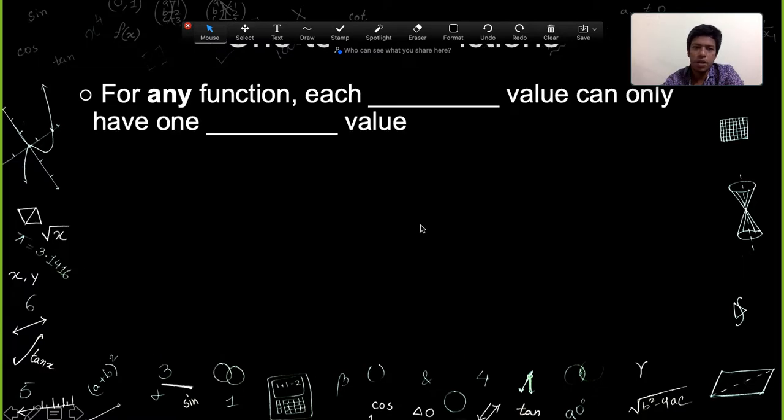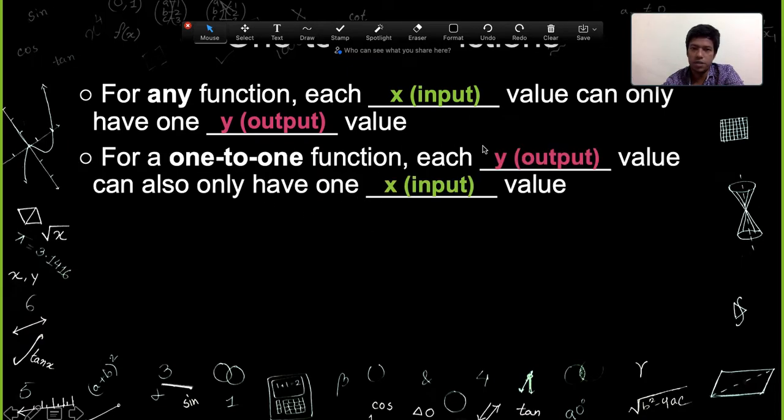Okay. So here is the definition. For any function, each x input value can have only one y value. And for a one-to-one function, each y value, the output value, can have only one x value. For any function, each x value can have one y output, but they can have a common y value, no problem. You can just write that in brackets here. Here, the extra condition is that they cannot even have a common y value. This is their difference.